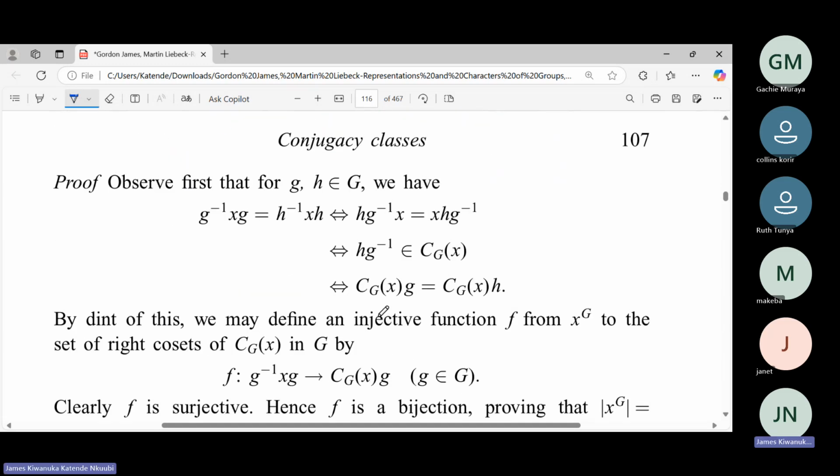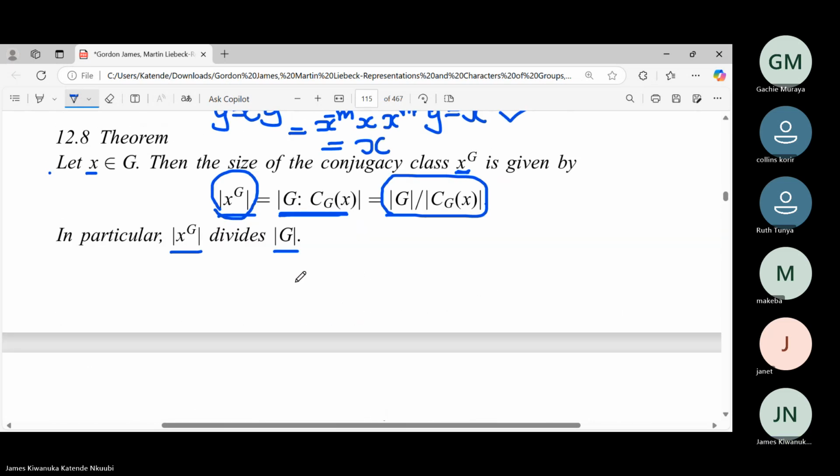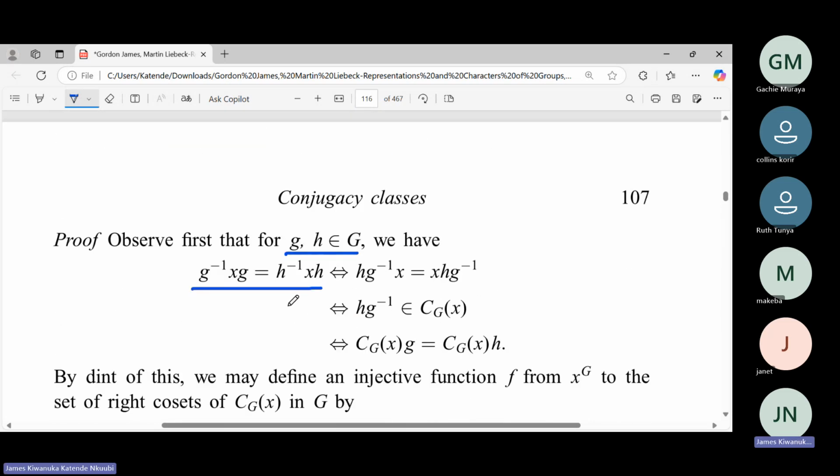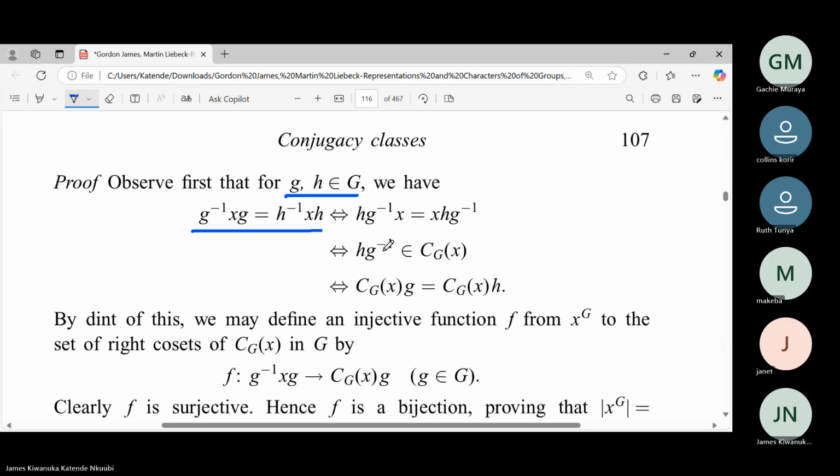So let's try to go through the proof quickly. If you have two elements from G, then this property will be true. We will need it to prove what we want. So suppose these two things are true: g inverse x g is equal to h inverse x h. Then you can rewrite this as follows. I think that's not too hard to see.